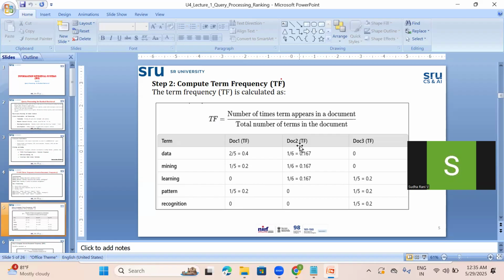Same in document 2. Let us check the term frequency. Data is repeated 1 time, so 1 by 6. Like that, we calculate the term frequencies for all the documents: document 1, document 2, and document 3.